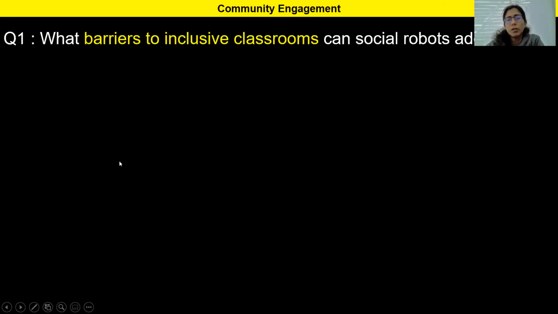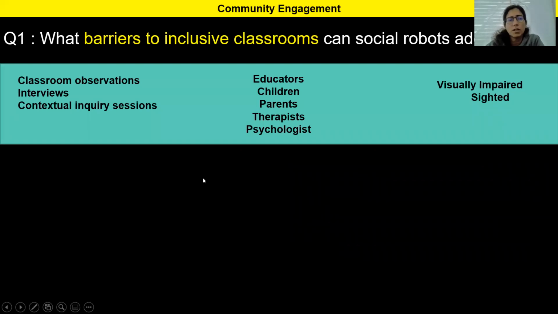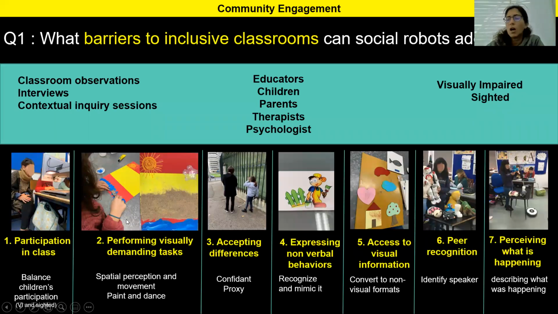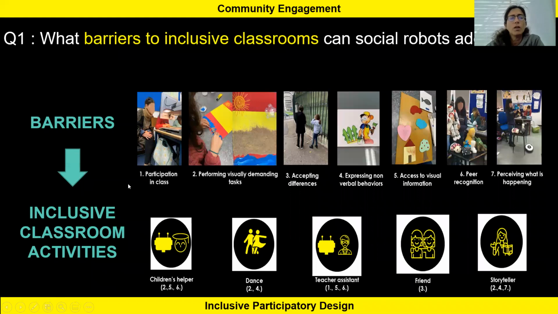First, we started a community engagement with observations, inquiries, and interviews with different stakeholders, some of them visually impaired and some of them sighted. We found 7 barriers to their inclusive participation in school activities and how they could be addressed by robots. After that, we informed our PD process following the barriers that we wanted to tackle and created different inclusive classroom activities and roles.